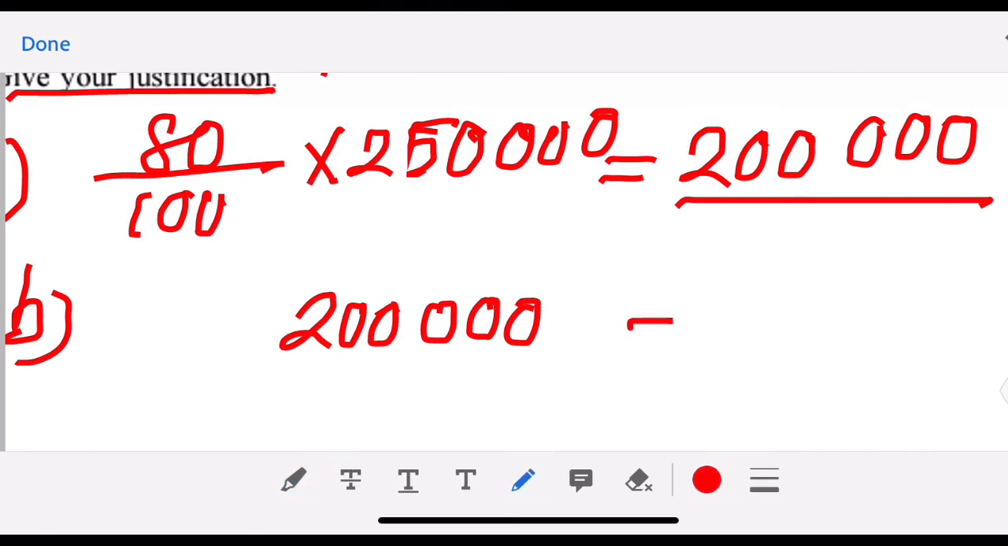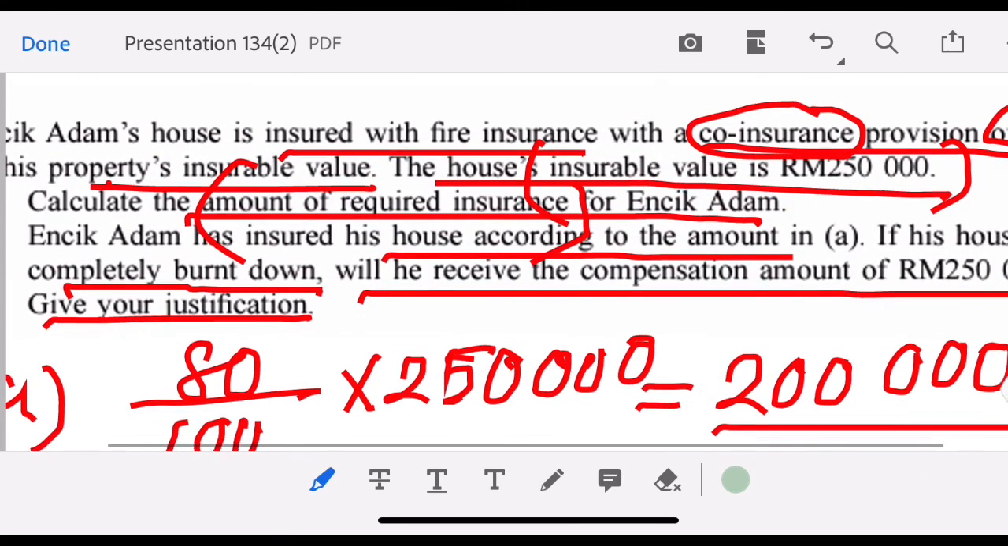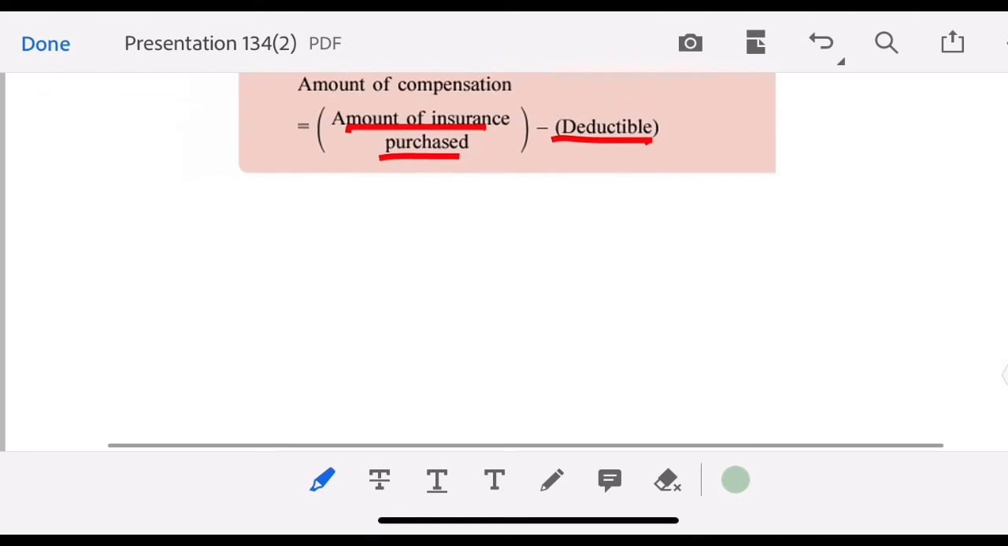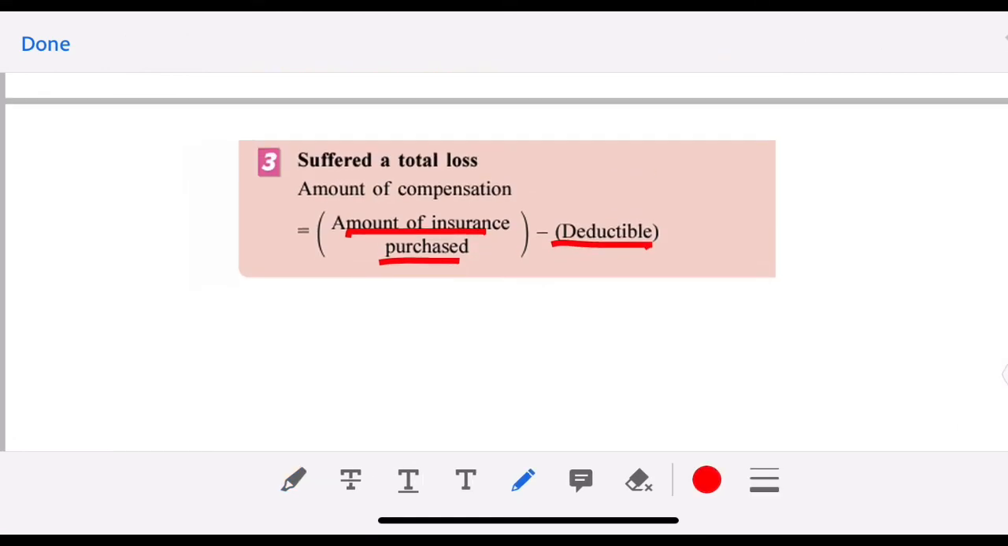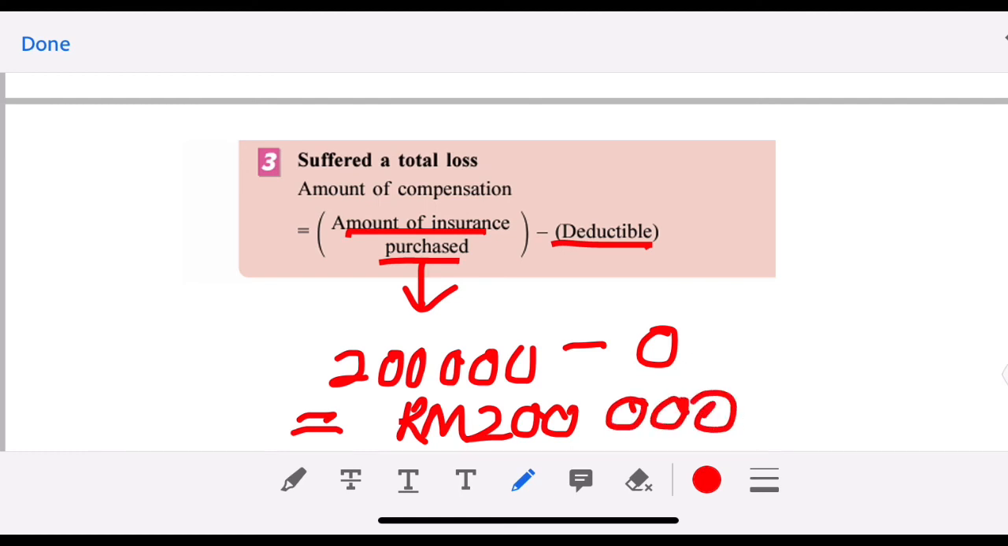So we will take the 200,000 minus a deductible, and the deductible here seems like 0. The deductible cost is not mentioned, right? So we will use this formula. We will take the amount of the insurance purchase, which is 200,000, and we just minus 0, right? So we will actually solve it. We have 200,000.